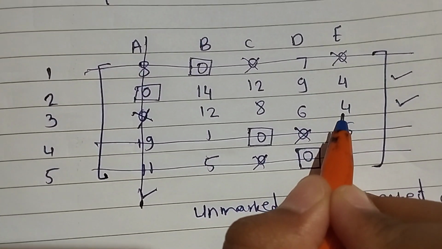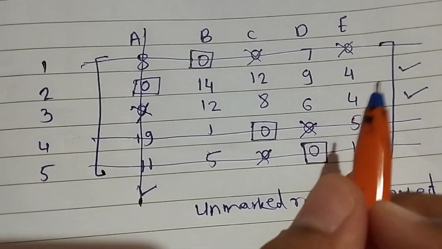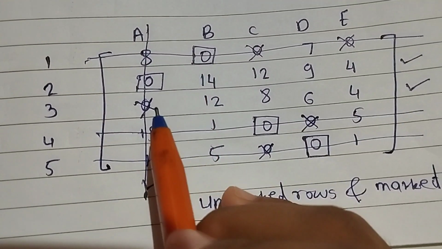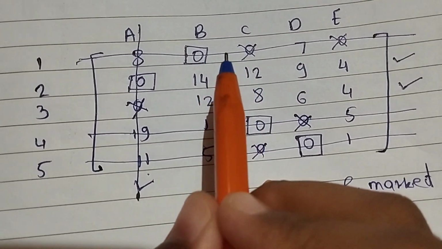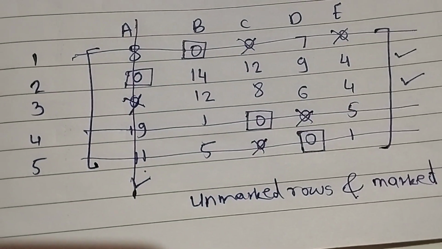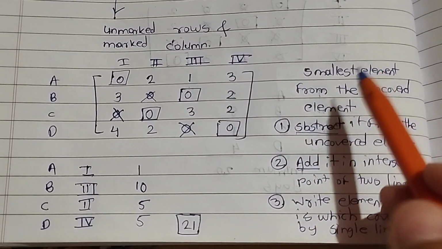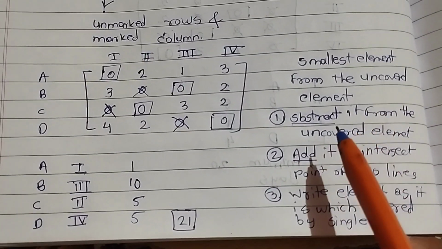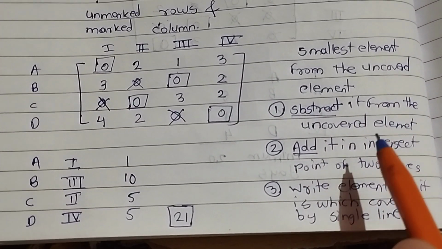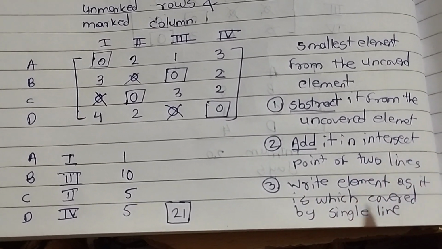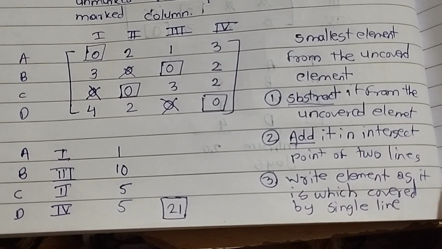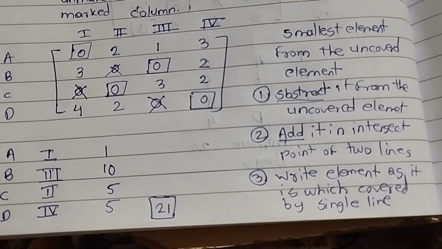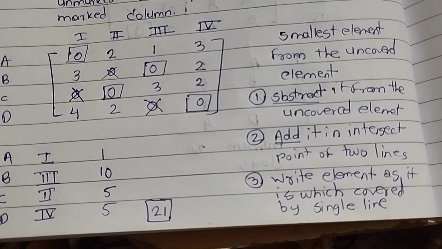So subtract 4 from the unmarked elements. Add 4 at the intersection of the lines. And write all the remaining covered elements of the lines as they are. So these steps mean: first select the smallest element from the uncovered elements, then subtract it from the uncovered elements, add it at the intersection point of the two lines, and write the remaining elements, which are covered by a single line, as they are.